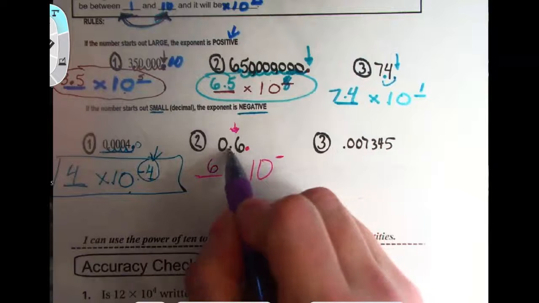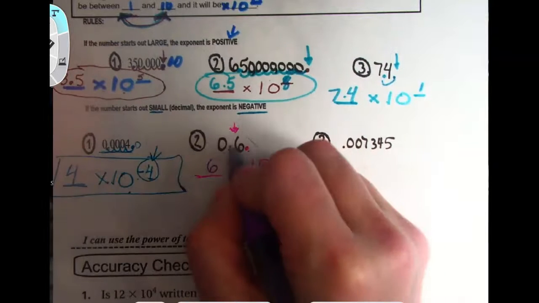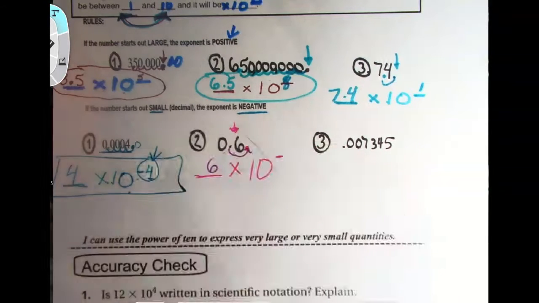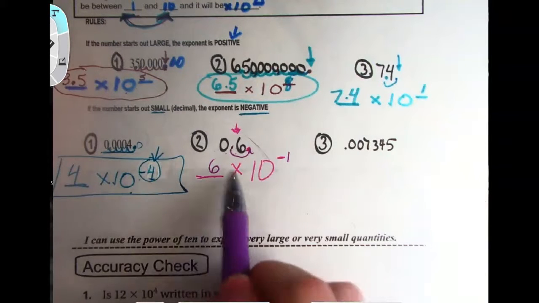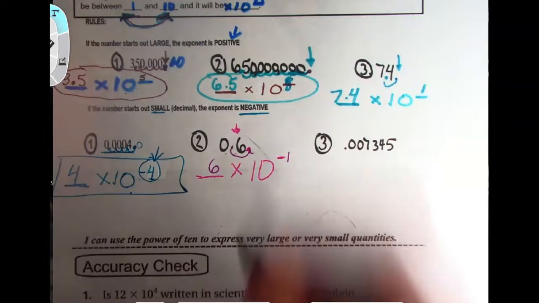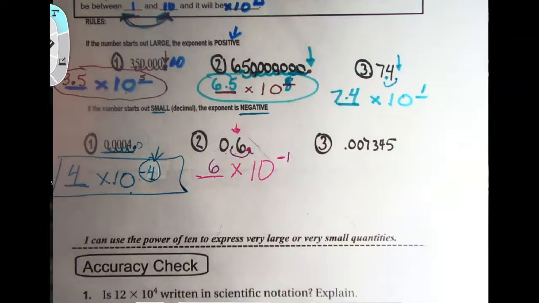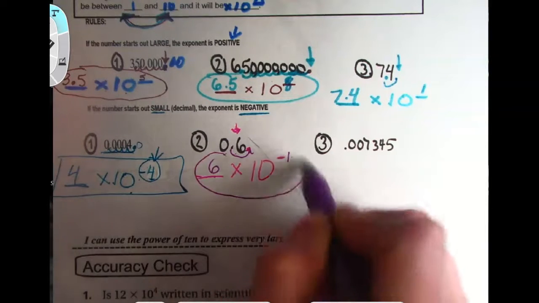And then from this one to this one, how many did I move? I put 1 in. I moved it here. 1. So this becomes 6 times 10 to the negative first. And we'll go over practicing checking these in our calculator as well, but it's good to memorize these rules and get used to using them at first.